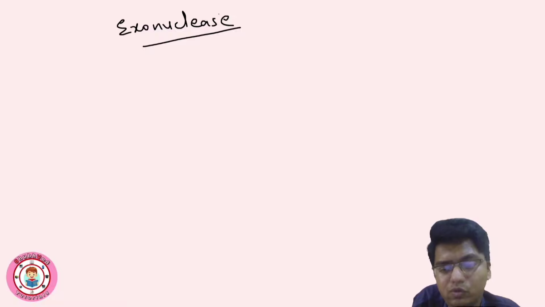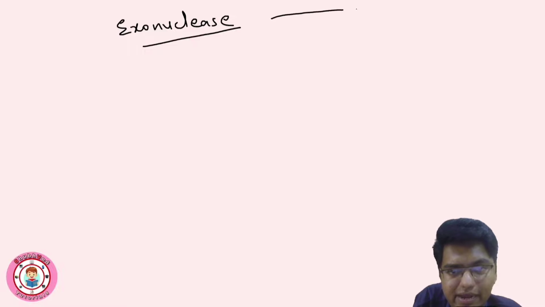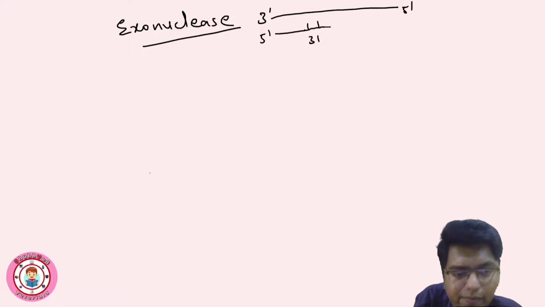See, exonuclease. Exonucleases remove nucleic acids from the outside. What does that mean? We know this is a template strand and this is a synthesizing strand, 3 prime to 5 prime and 5 prime to 3 prime. So this strand will grow like this. Now here there is a correct nucleotide.